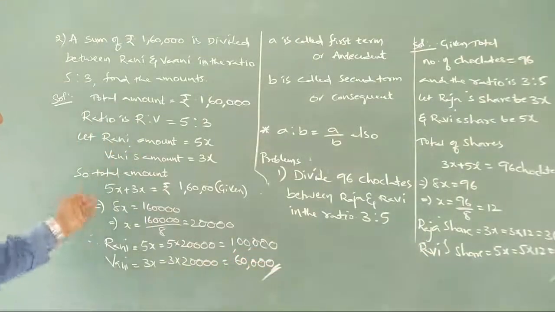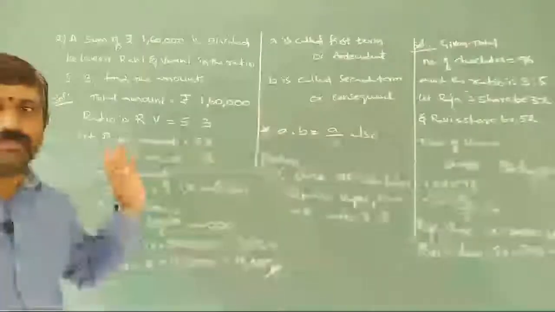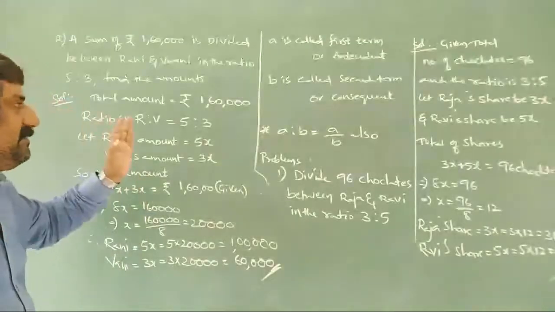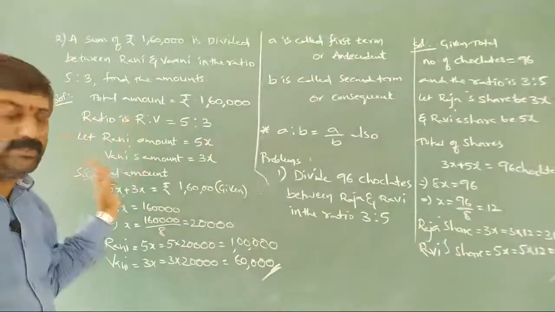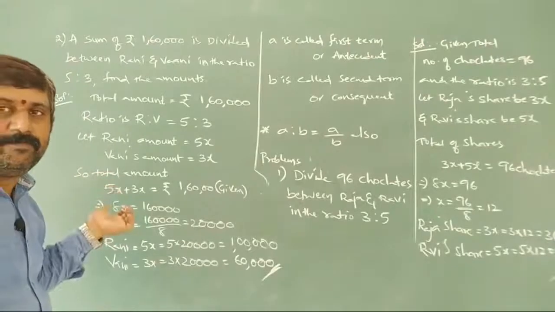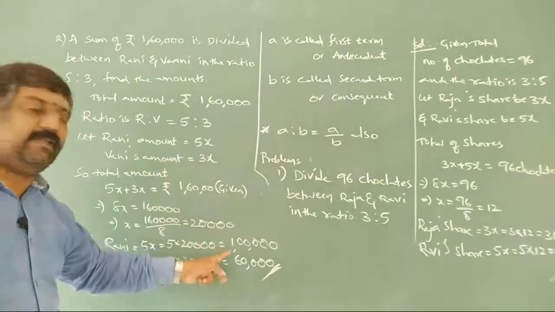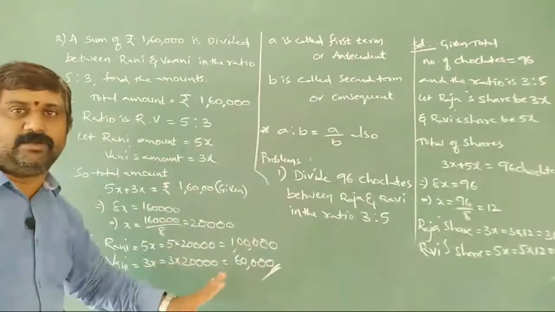Okay, so similar problem, there was chocolates 96, 3:5 ratio. Here the amount is 1,60,000, ratio is 5:3, divided between 2 persons, one is Rani, second one is Vani. Rani's share is 5x, Vani's share is 3x, so Rani is getting 1 lakh and Vani is getting 60,000.